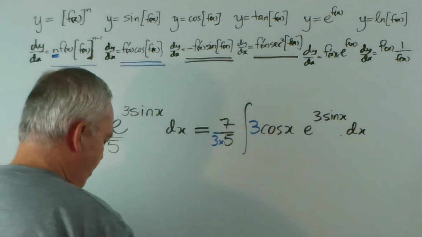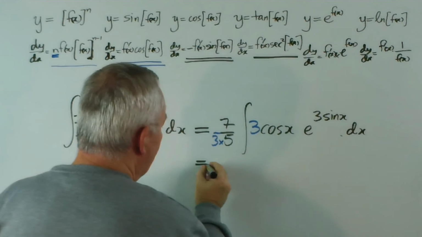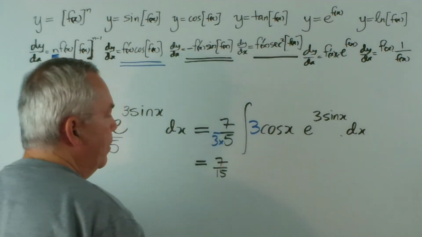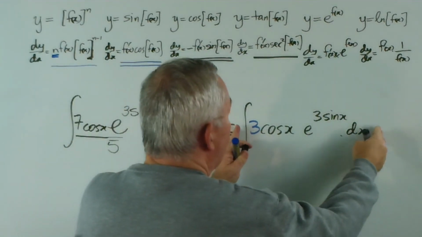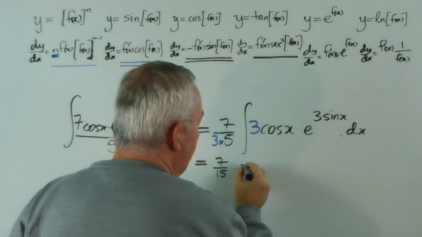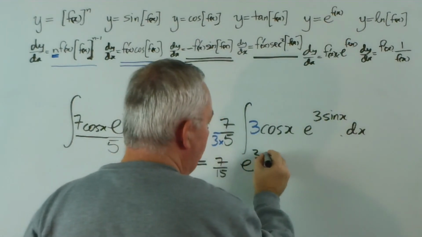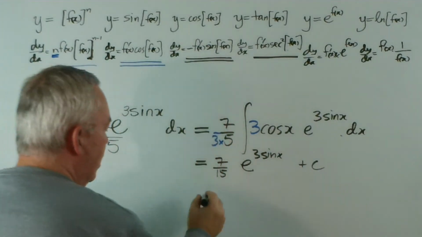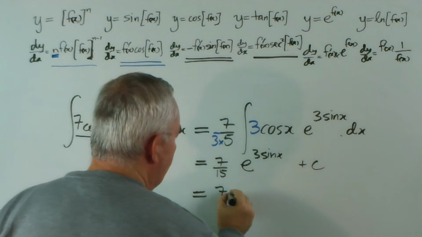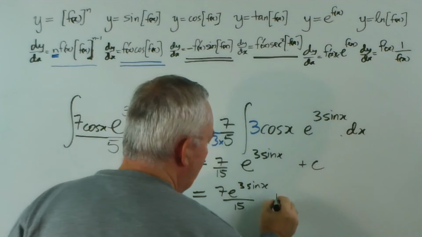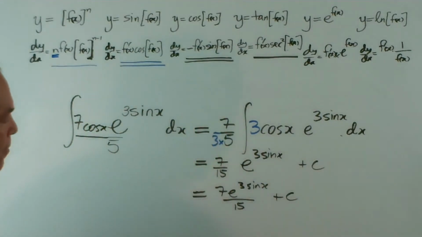So now, putting it together, I've got 7 over 15, and this pattern followed exactly means that when I integrate I get exactly that, which is e to whatever the function was. And again I can tidy that up and write 7e to the 3 sine x on 15 plus c. So there you have it.